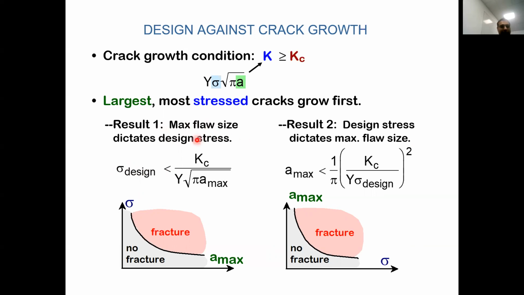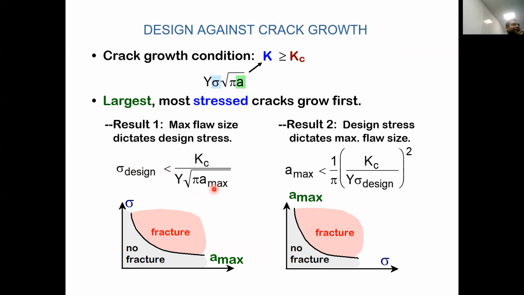Now, let's have a look at the first one, where we have a look at the maximum flaw size, how we can say, okay, this material should have a flaw size of that. That's the maximum allowable flaw size. If it's more than that, no matter what, it will fail. This is the design stress. Design stress should be less than Kc over Y divided by square root of pi a max, the maximum allowable.